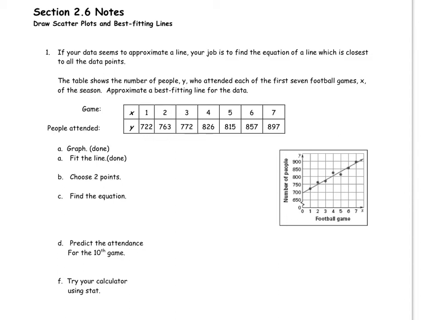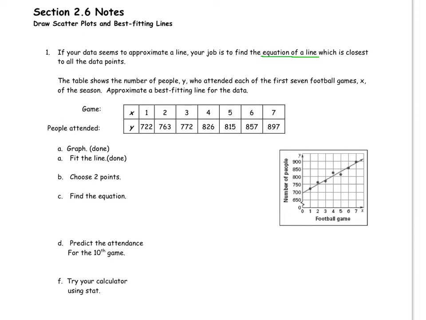Welcome to section 2.6. This is the last section we're going to cover in chapter 2. Our goal in this section is to be able to take some data, some points that are given to us, and determine if a line is a good fit to model that set of data. We look at a bunch of scattered points on a graph, and we want to find the equation of a line which is closest to all of the data.